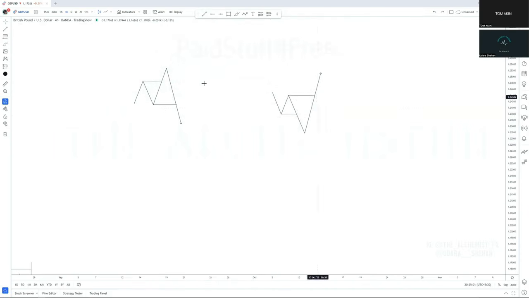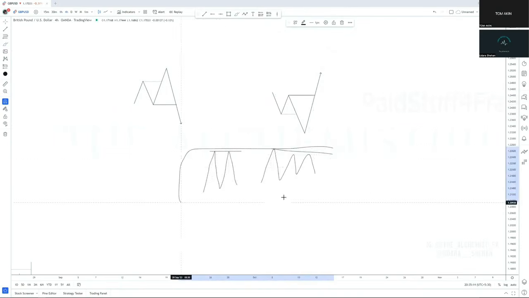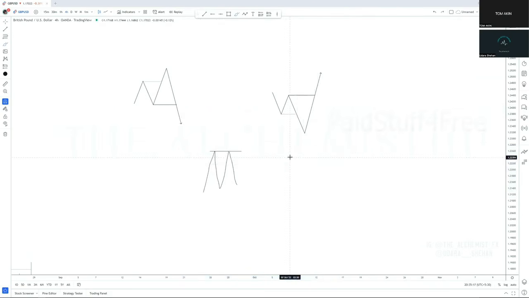Now, another thing: when I say liquidity has to be taken out, most people would assume liquidity is equal highs, right? Yeah, this is liquidity, or maybe trend lines. Yes, this could also be liquidity, but it doesn't have to be this all the time. Because do you know the three candle formation for a swing high and a swing low?